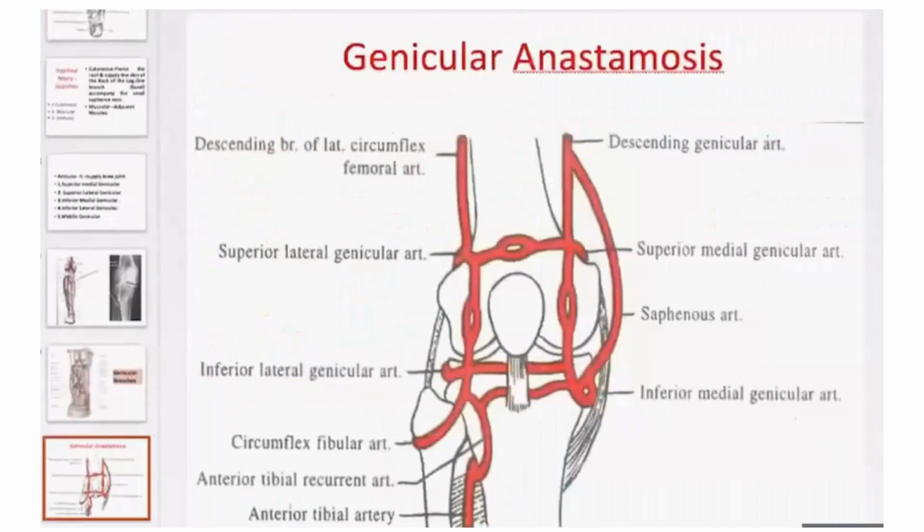Genicular anastomosis. What is anastomosis? Communication of one artery with another is called anastomosis. So the genicular branches anastomose with each other around and in front of the knee joint.